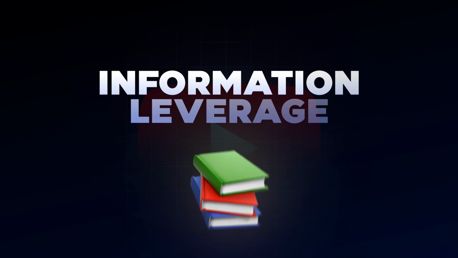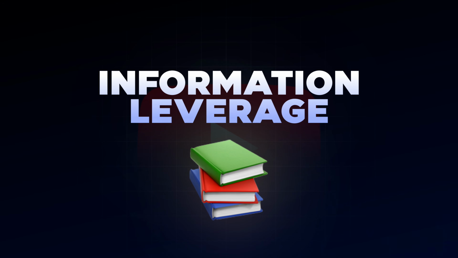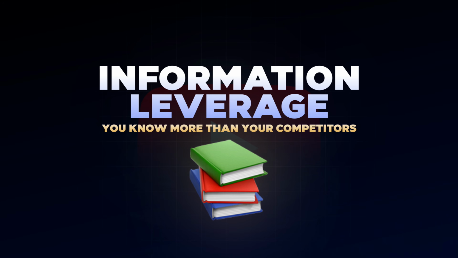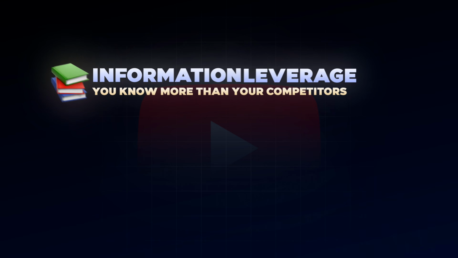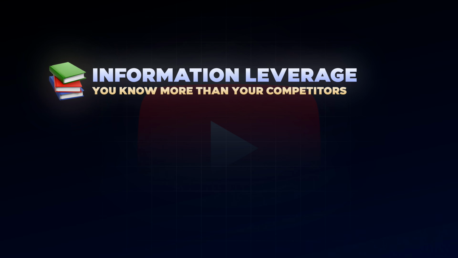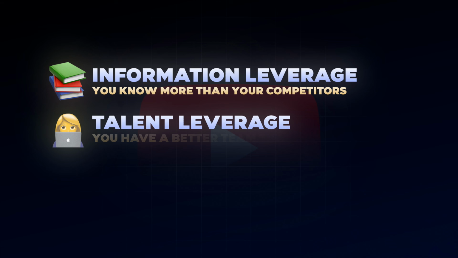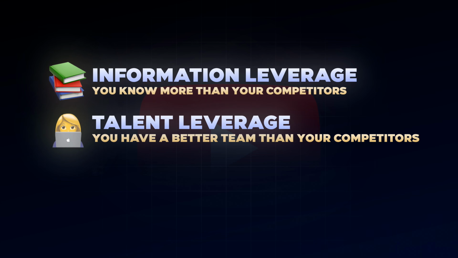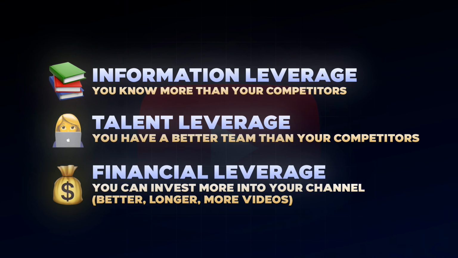Knowing stuff about your niche before you go into it will also give you what I call information leverage. This means you just know more than your competitors when it comes to YouTube automation, and that eventually will give you an edge. There are also multiple types of leverage that you can apply. You can have talent leverage, where you are able to put a better team than your competitors. You also have financial leverage, where you can invest more money into creating higher quality or longer videos or more videos than your competitors, which again will give you an edge.